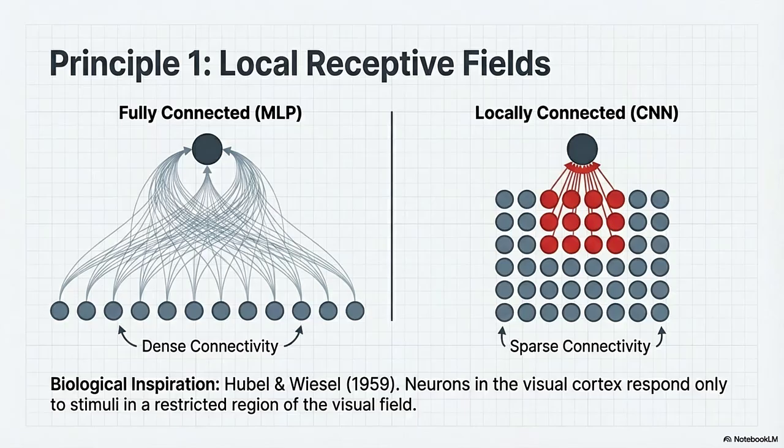All right, let's break these down. First up, locality. This is a simple but brilliant constraint. Instead of every neuron looking at the entire image at once, we're going to force it to only look at a small local patch.